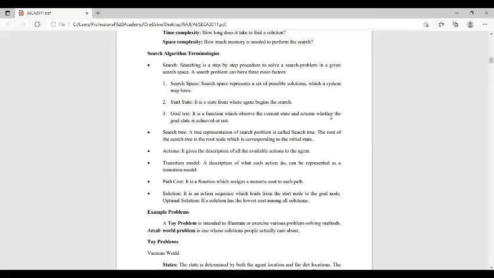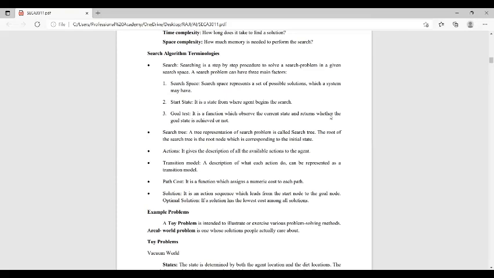So the next terminology is search tree. The tree representation of a search problem is called a search tree. The root of the search tree is called the root node, which corresponds to the initial state. Actions give the descriptions of all the available actions to the agent. The transition model is a description of what each action does.